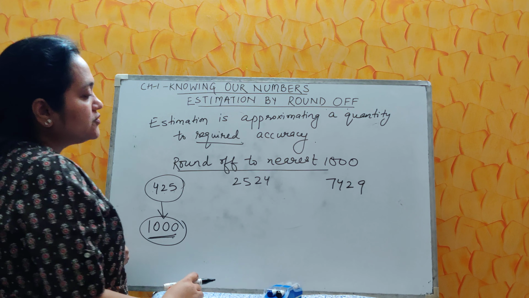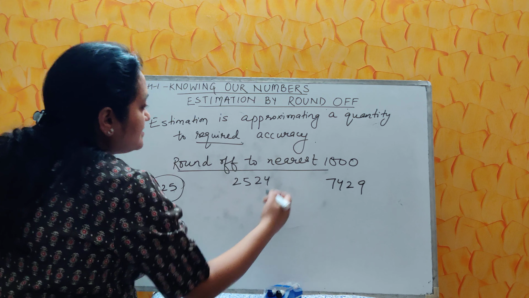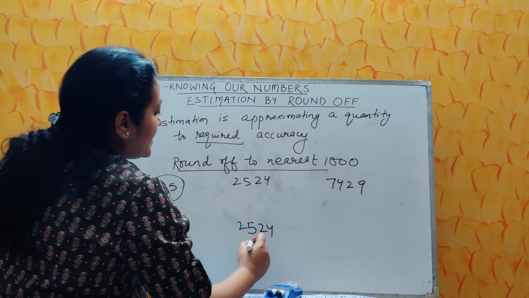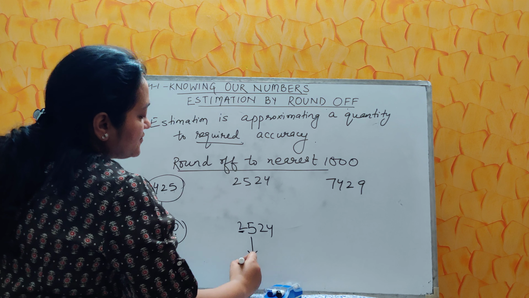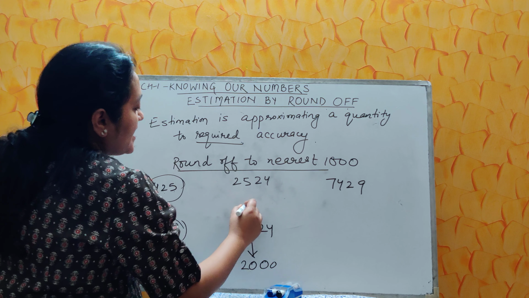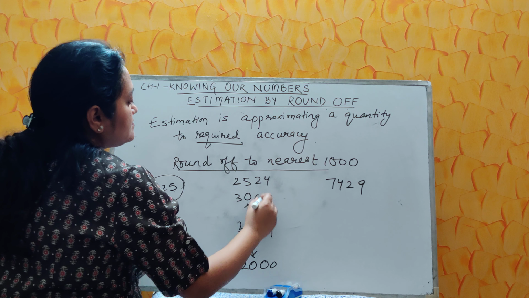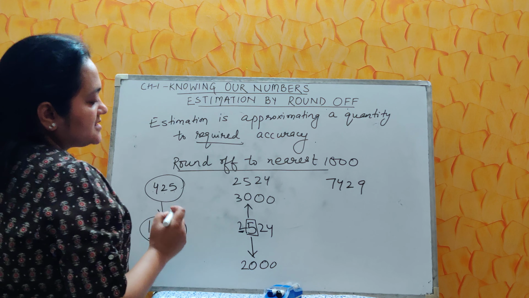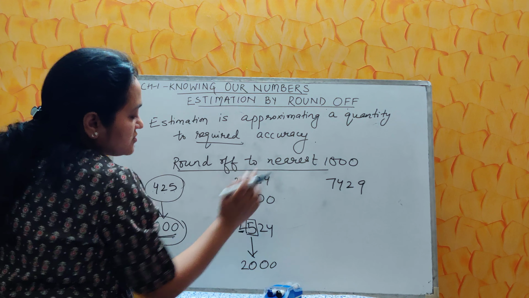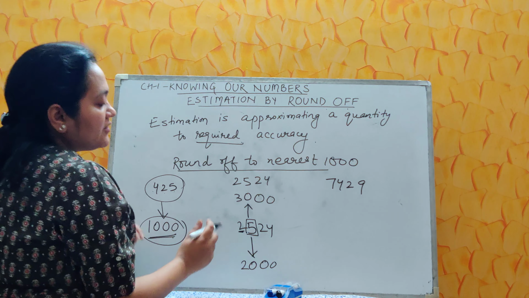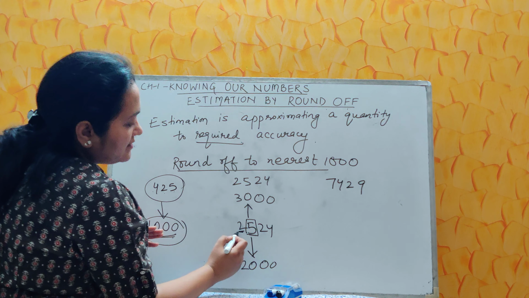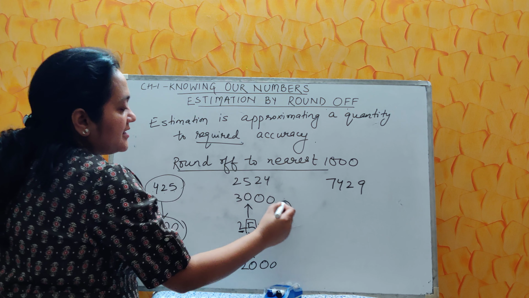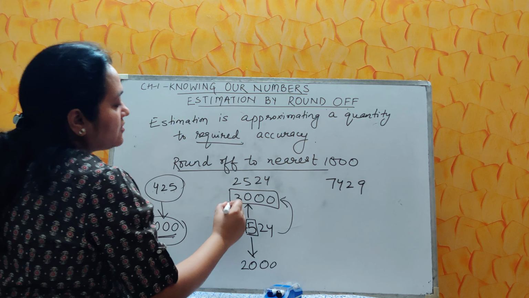Let's take this example, 2524. What are the two multiples of 1000 between which this number lies? This is the thousands place. So it will lie between 2000 and 3000. Again you have to look at the hundreds place. If you have to round off to the nearest 1000, you have to see the number just right of the thousands place. It's 5. Since it's 5, it will be rounded up to 3000.